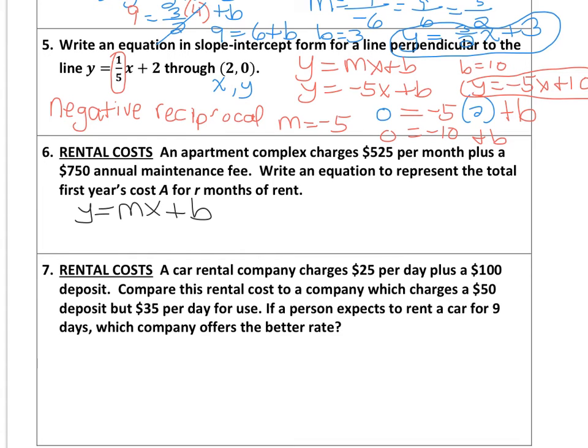Well, hopefully you can understand or maybe sketch out something where the x-axis is almost always time in many real situations. So we're going to have months as our unit. And then over here on the y-axis, we're looking at costs. All right, so they said write an equation to represent the first year's cost A. So instead of y for our dependent variable, we're going to have A for our cost.